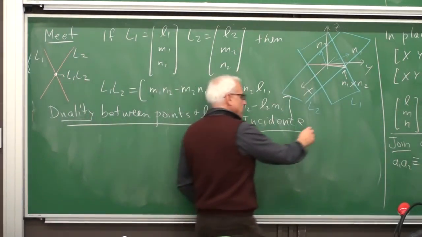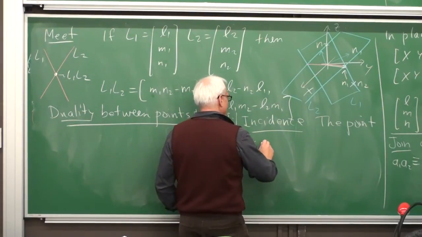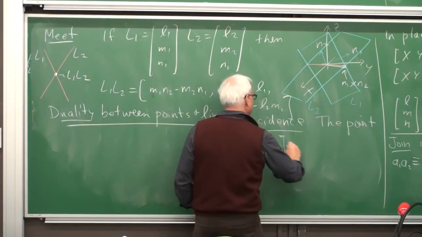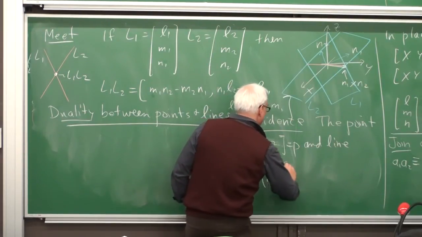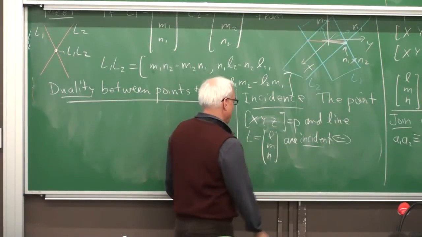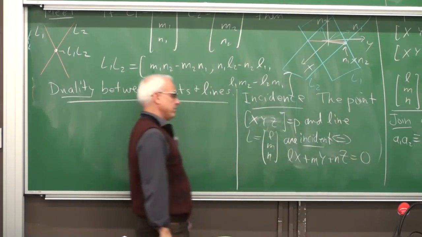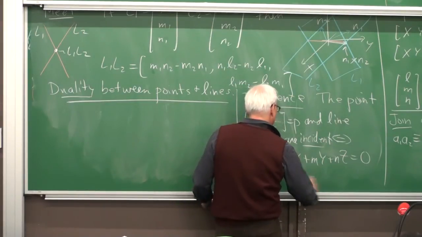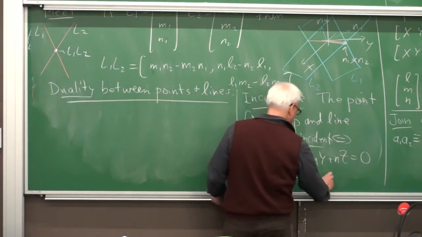Okay, so the definition is that the point, okay, I'll write capital X, Y, Z, let's call it P, and the line L equals L, M, N are incident precisely when Lx plus My plus Nz equals 0. Or in terms of matrices, when the vector P times the vector L, matrix product of that 1 by 3 matrix with that 3 by 1 matrix is 0.